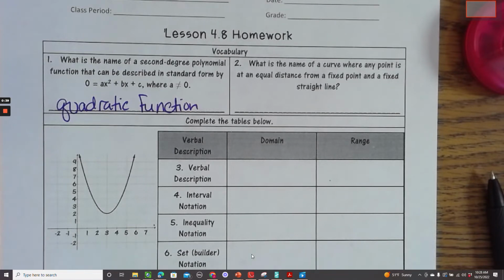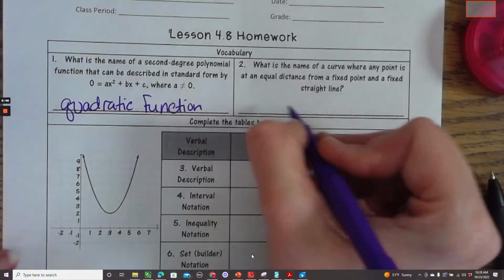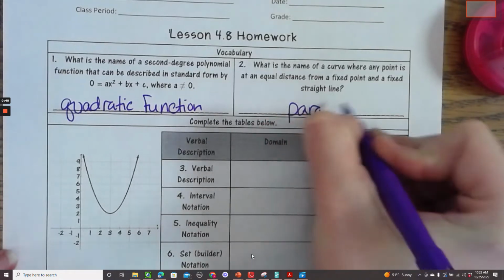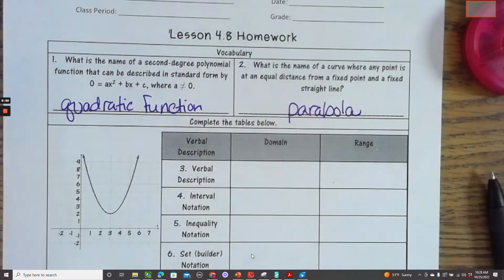Number two, what is the name of a curve where any point is at an equal distance from a fixed point and a fixed straight line? That's a parabola. And that's the shape that a quadratic function makes when graphed, a parabola.